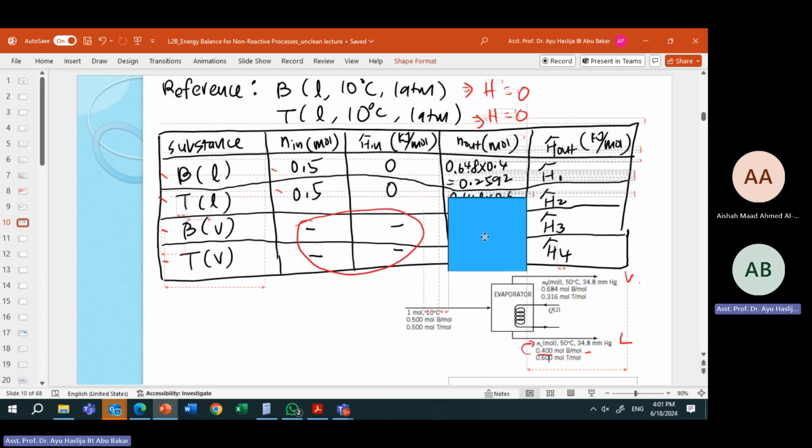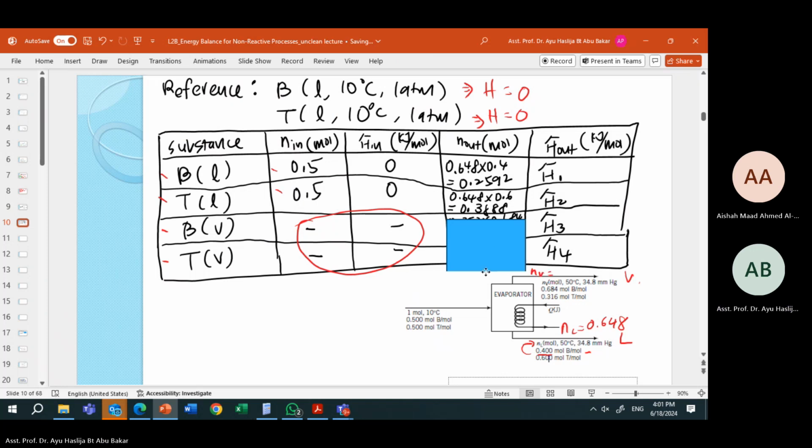Okay, same practice for liquid toluene, where 0.6 multiply with your N_L. Okay, N_L 0.648, N_V 0.352. Okay, so the same thing for the rest. You should be getting this figure for your N out for both streams, liquid and vapor.